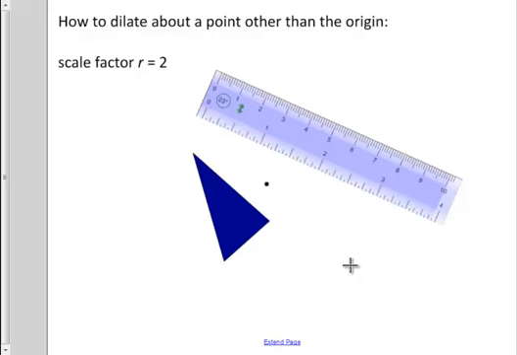I'll be drawing dilations. Of course, to draw each dilation, you'll need a figure, the pre-image, you'll need a center of dilation, and you'll need the scale factor. Okay, so to begin with, I'm going to draw a line from the center of dilation through each vertex in my figure.